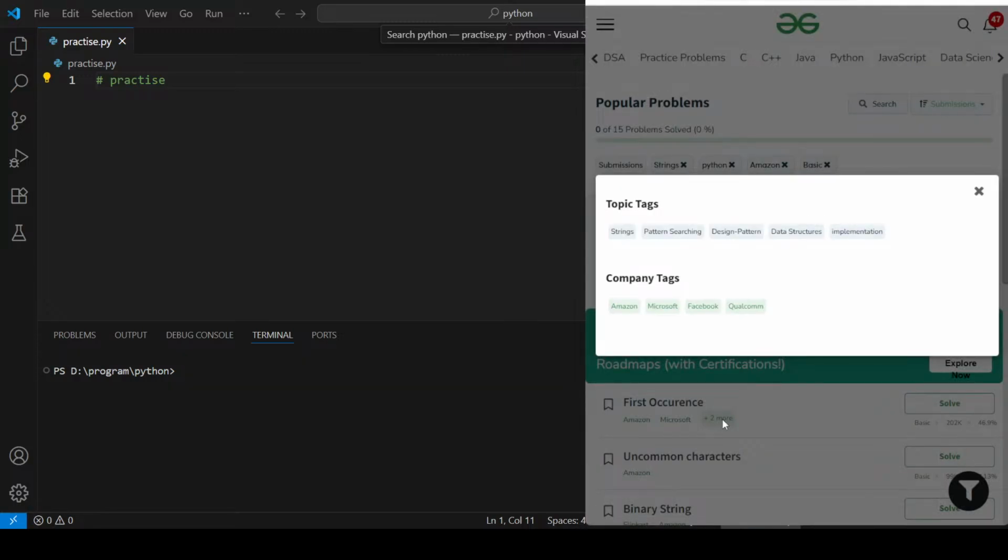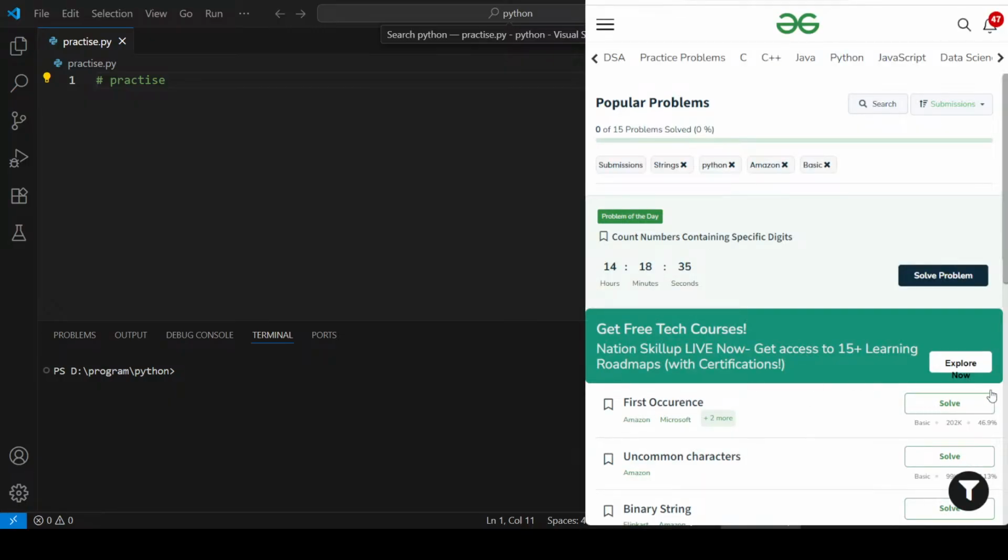How many companies asked this? Guys, this was asked by Amazon, Microsoft, Facebook, and Qualcomm. Four major companies. Okay, solve.